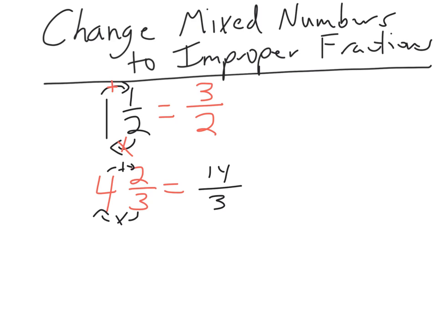Let's try one more. Let's try 3 and 2/5. Okay, we know the denominator is going to stay the same. Then I take 5 times 3 is 15, and then plus 2. 15 plus 2 is 17. 17/5. So circle of happiness: multiply and then add for your new numerator. Denominator stays the same.